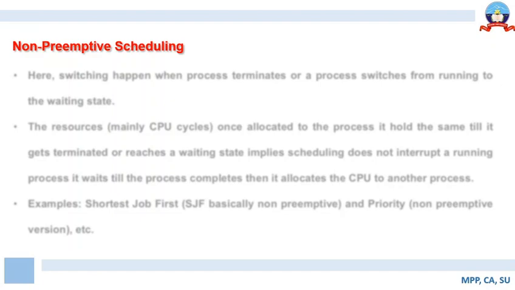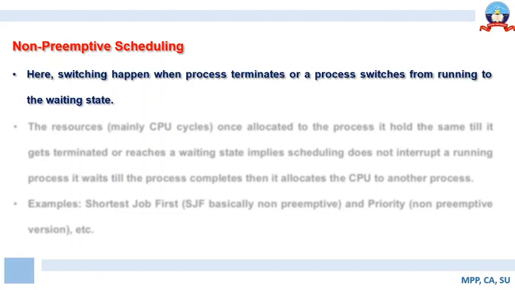So in contrast to preemptive scheduling, in case of non-preemptive scheduling, once a resource is assigned to a process, the resource can be taken away from the process only when the process terminates or the process enters into a waiting state because it has made a system call. It is waiting for the allotment of some other resources. So here, once a resource has been assigned to the process, it releases the resource only when it terminates or it enters into a waiting state because it has made a system call.